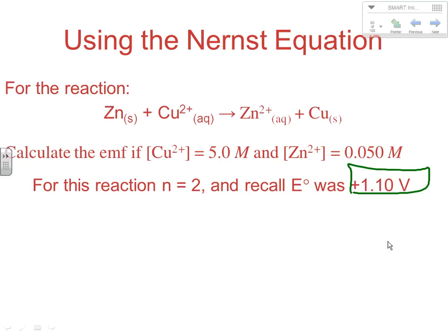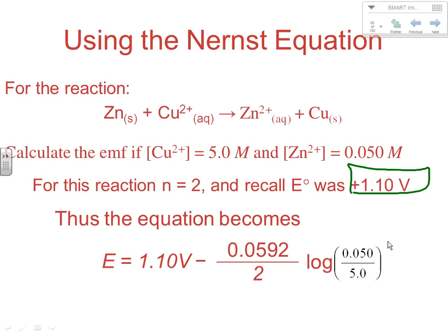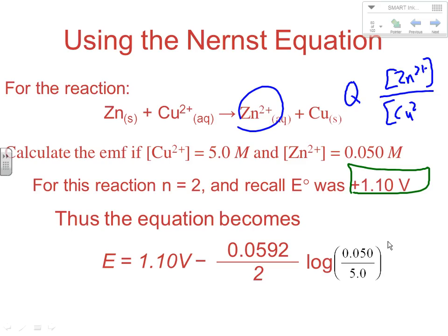So N equals 2 for this, and our standard cell potential, our E naught, is going to be positive 1.10 volts. So if we plug these into the equation, remember N was 2, our 0.0592 is our constant, and the log of Q. We're going to end up with the concentration of our zinc on top, because remember the Q for this reaction would be the concentration of Zn2+ over the concentration of Cu2+. So that substitutes in like that. Remember, we're just setting up our K expression like we've done all the time. And we end up with this equation, and we can solve for E, and we end up with 1.16 volts.